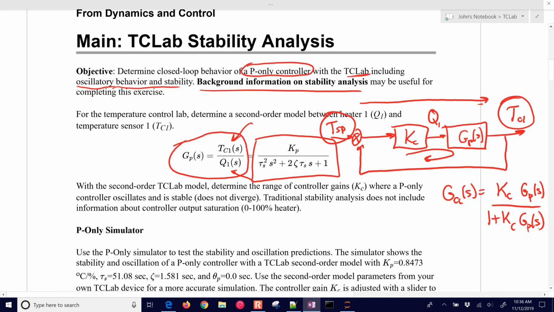And so we're going to take this model over here, the Gp, and plug it in here and determine what values of Kc for which this is stable, or when does it oscillate. We can also use a simulator. I'll show that to you in just a second. But let's go ahead and get started just generating the parameters of our model. We have Kp, zeta, and tau s, and that's going to make up our second order model.